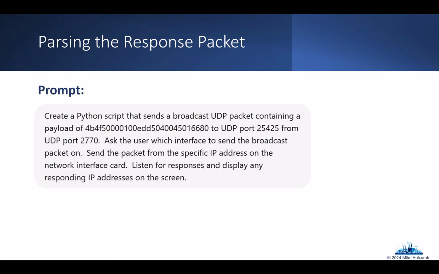So I can say, take this data payload and just broadcast it out on the network. I can emulate that whole discovery process myself in Python. I can even make it come from port 2770, because that's what the Click PLC software uses. You can actually change it if you want. It doesn't matter, I found out playing with it. But you can see, I'm going to send out this packet as a UDP broadcast on 25425, which is the port that the PLCs are listening on.